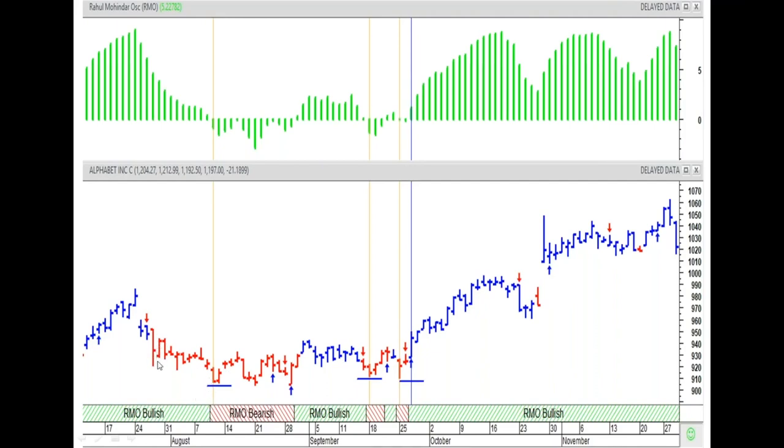You got red colored bars, which come in August. You got the red arrow. They trickle down, but you're waiting because the RMO is not yet negative. Finally, the RMO gets negative closer to that point. And that bar's low is never really taken out. So you cannot go short.